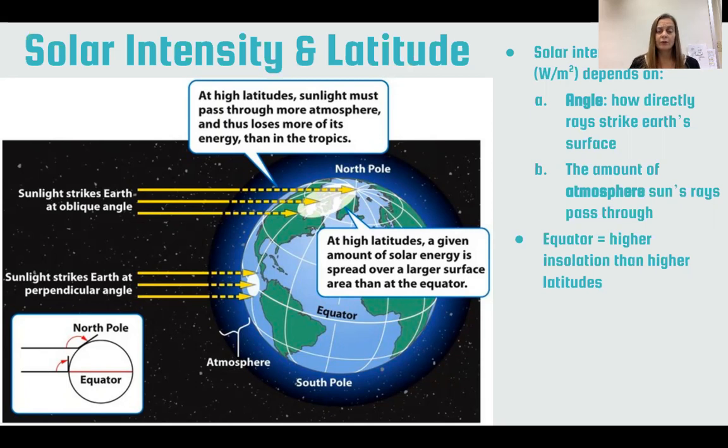But the angle also impacts the amount of area over which that energy is spread. So these rays come in with the same energy. More is dissipated as it goes through a higher amount of the atmosphere, and that initial energy is spread over a larger area at high latitudes. So what that means is that the equator receives a higher insolation than our higher latitudes.